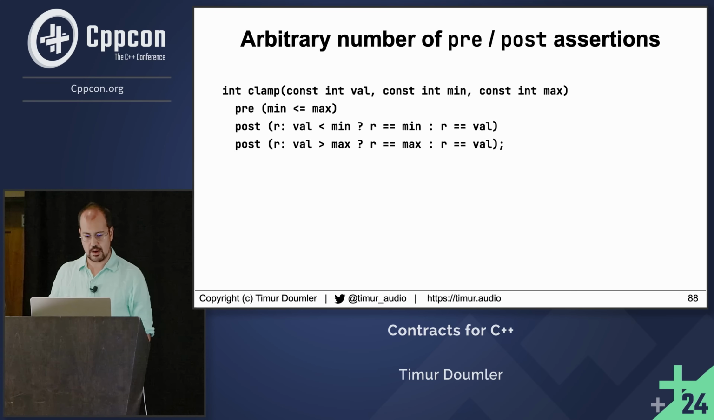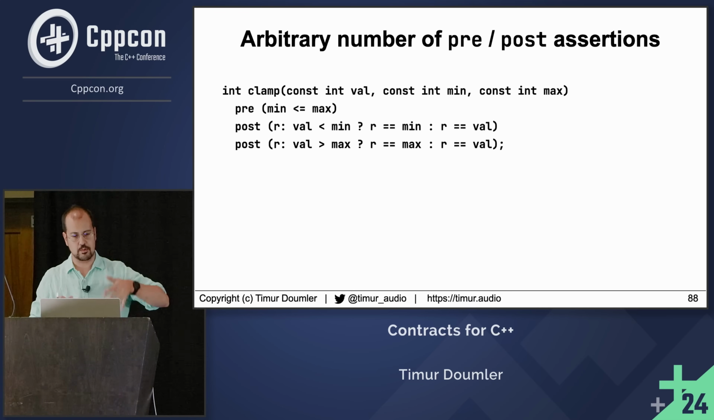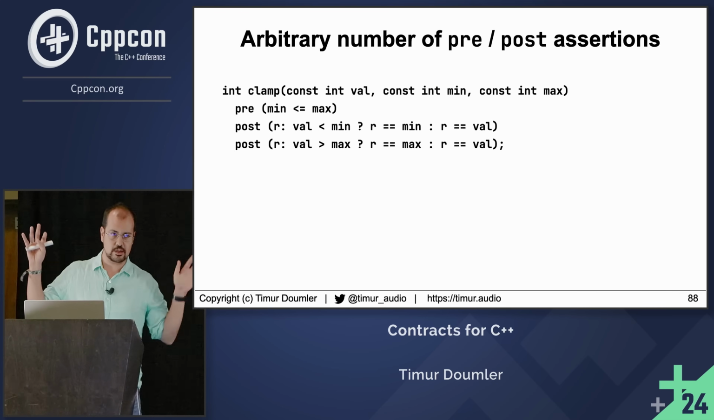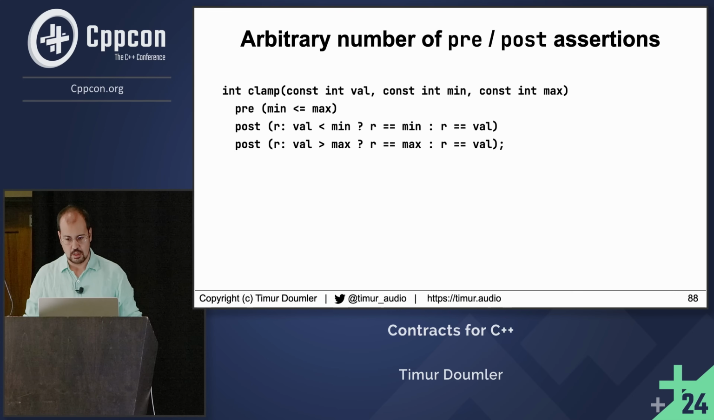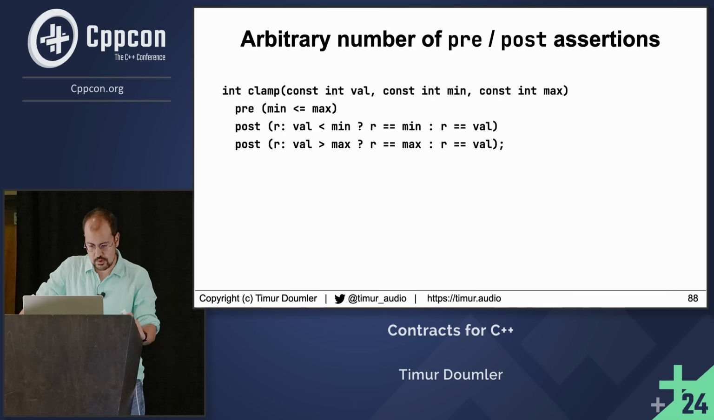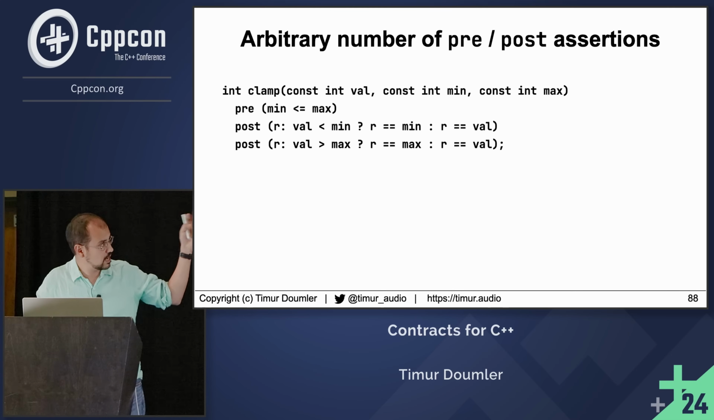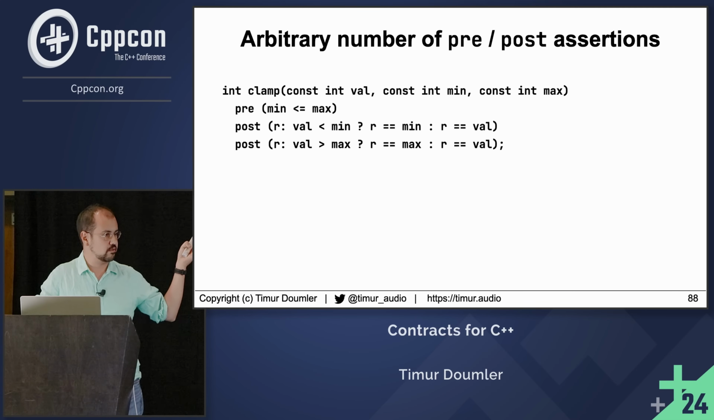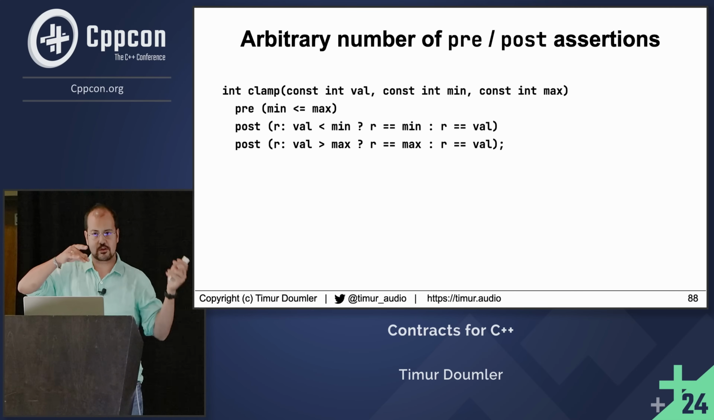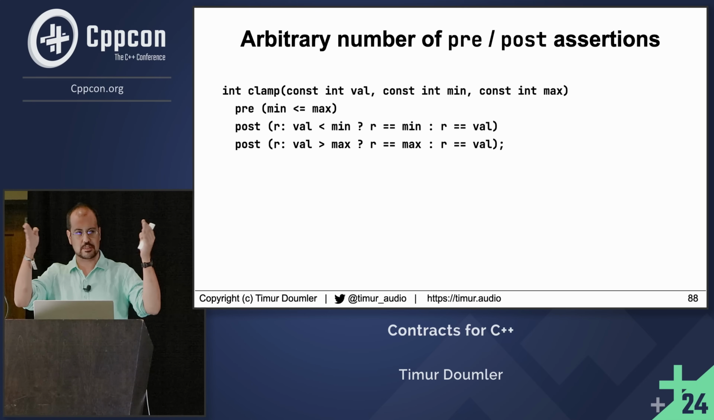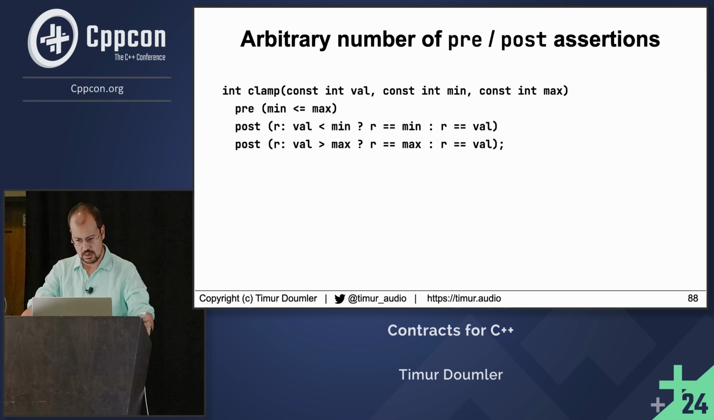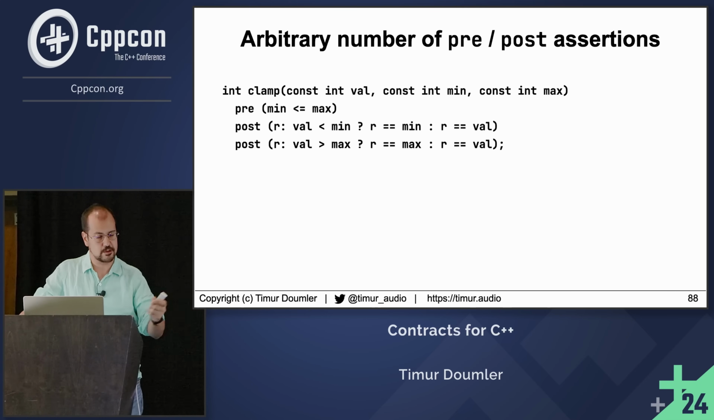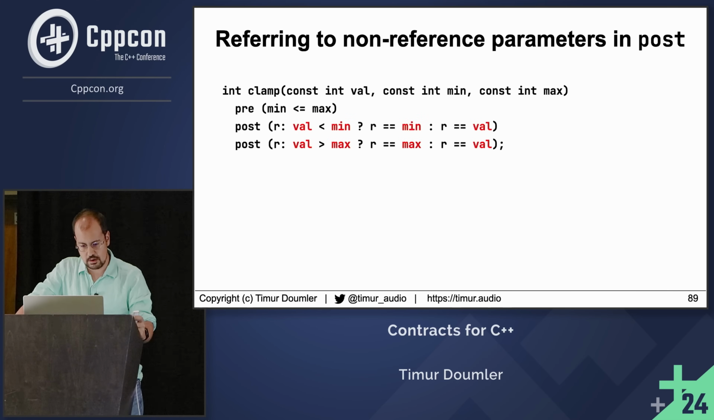You can have an arbitrary number of pre and post. You can even swap them around. You can write the post first and then the pre. That doesn't matter, it all works. One tricky thing here: this is a clamp function. I think hopefully everybody's familiar with what a clamp function does. It takes a value, min, and max, and then it makes sure that it clamps the value to a value within that range. So these are the pre and post conditions of that function, so that they describe what it does. And we are referring to parameters here in the postcondition.